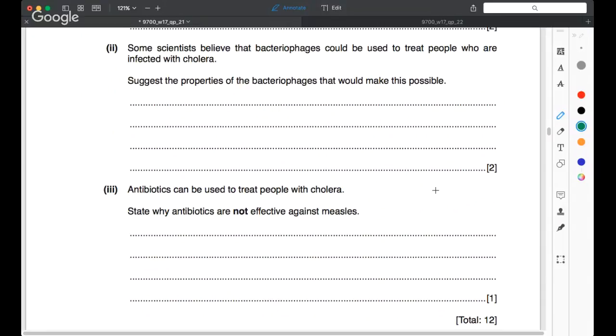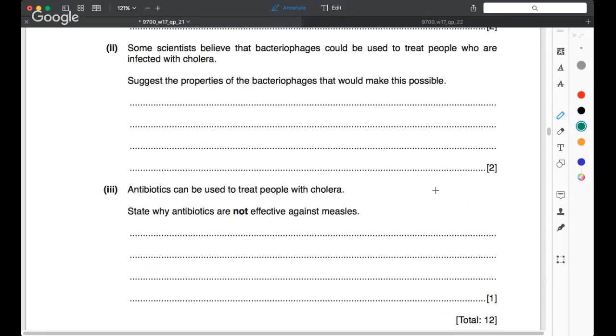Yeah. But what have we said? What is a bacteriophage? It's a virus which can enter the bacterium. Yep, correct. And if scientists wanted to use that to treat people who are infected with cholera, what is the main concern there? That they would just infect other cells. Yeah, which cells? Human cells. Exactly, human cells. So suggest the properties of bacteriophages that would make this possible.